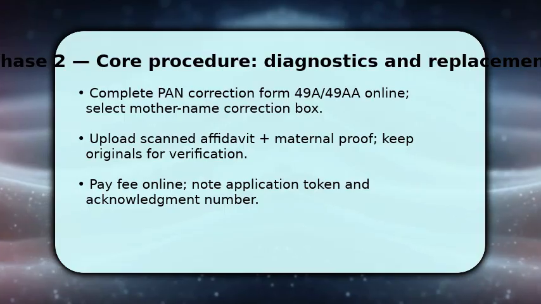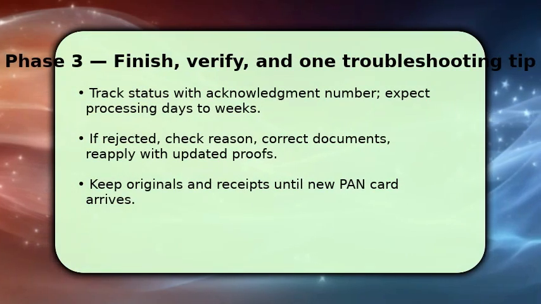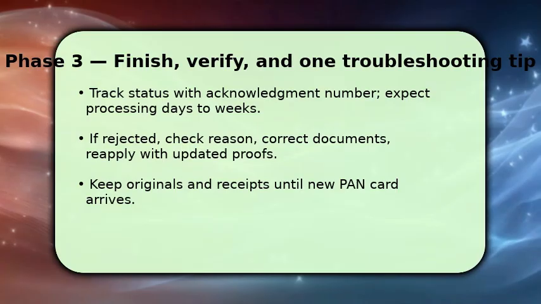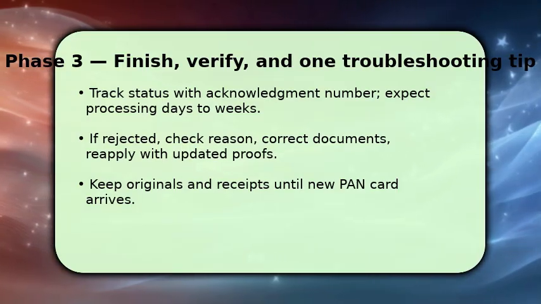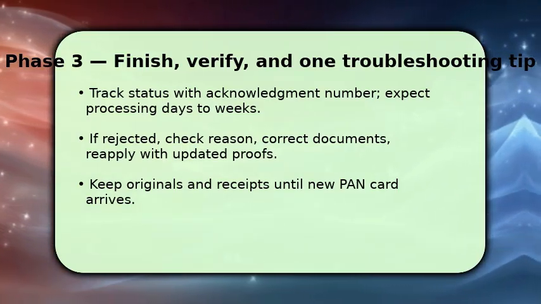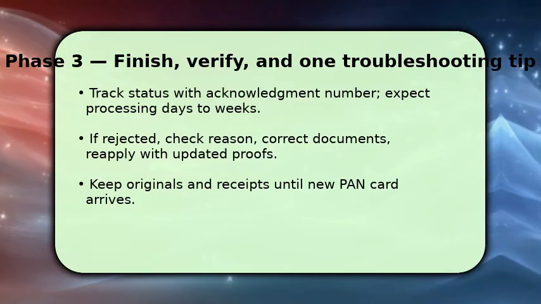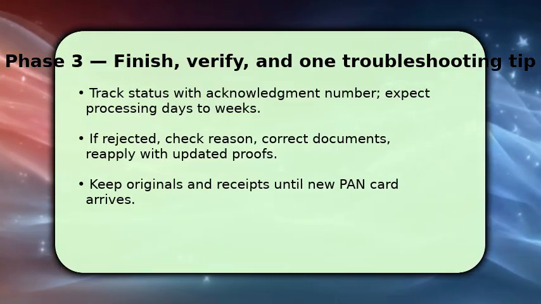You finish by tracking the application with your acknowledgement number and watching status updates. Processing may take several business days. If the change is approved, you'll receive the updated PAN details and a new card. Make sure the mother's name matches your submitted proof.